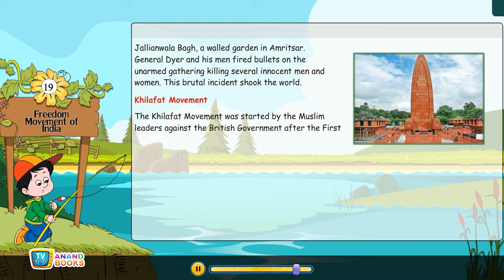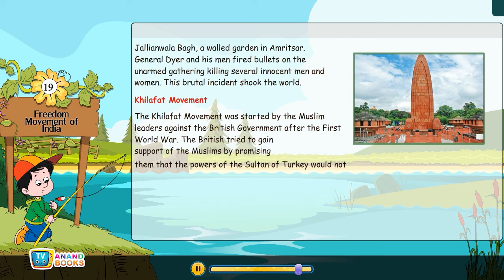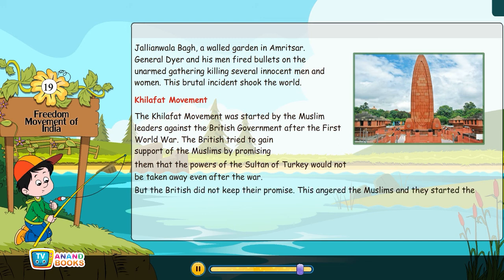Khilafat Movement. The Khilafat Movement was started by the Muslim leaders against the British government after the First World War. The British tried to gain support of the Muslims by promising them that the powers of the Sultan of Turkey would not be taken away even after the war. But the British did not keep their promise. This angered the Muslims and they started the movement. In India too, there were protests.